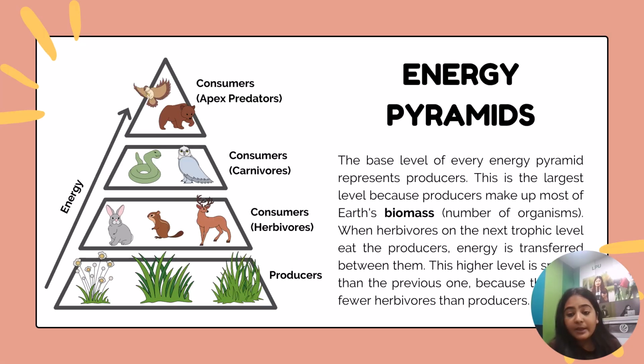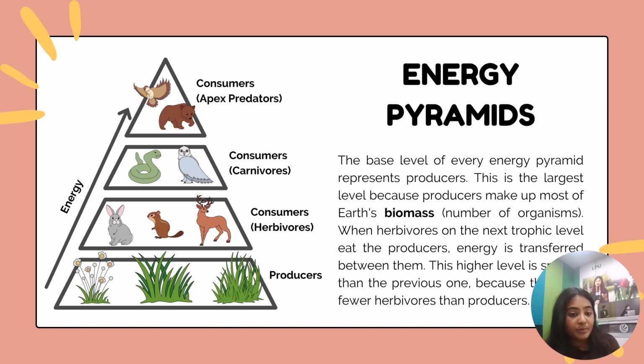So let's understand each trophic level of the energy pyramid. At the bottom you can see the green plants, which are the producers. As we move to the next trophic level, there are herbivores, also known as consumers. We can see rabbit and deer, which depend upon green plants for their nutrition. Then we have another consumers, the carnivores, such as snake and eagle, which depend upon animals as well as green plants for their nutrition, and they are above the herbivores.